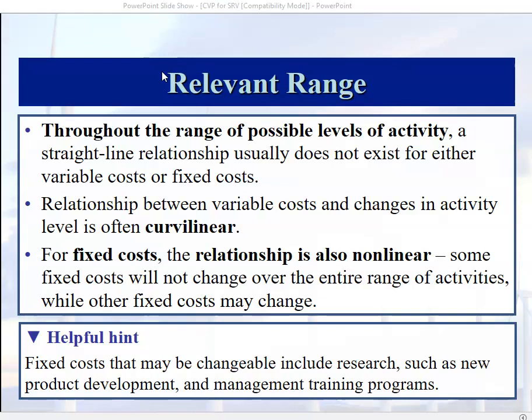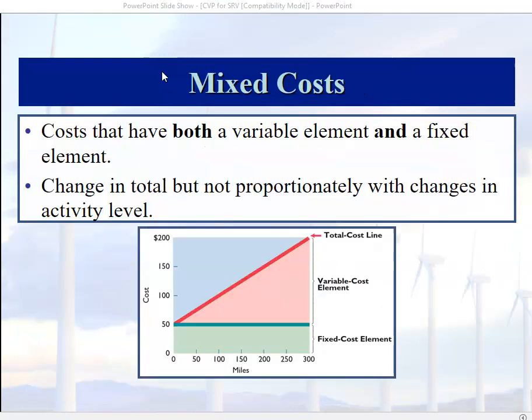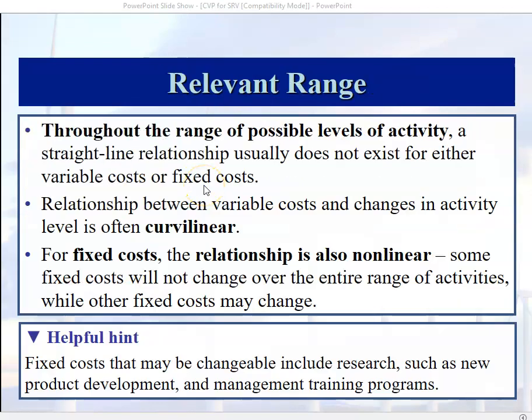And basically that fixed costs will stay the same within a certain range of activity. Now, it does say here on your slide, whoops, let me go back to that real quick. It does say here on your slide that the relationship between variable costs and changes in activity level is often curvilinear. This is a pretty troubling comment, because variable costs generally have a set rate in which they go up.